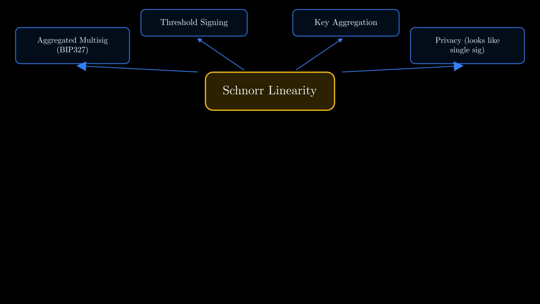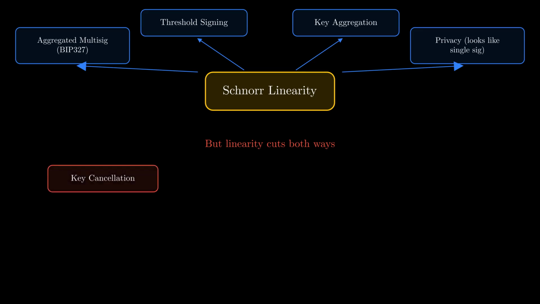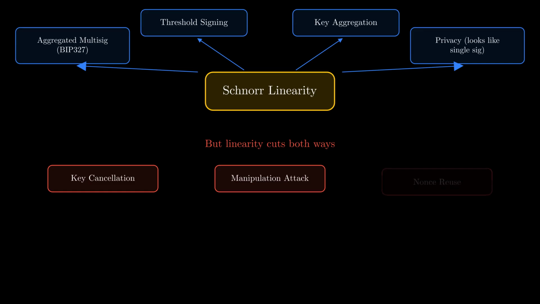BIP 3.7 is shipping. Threshold schemes are active research. Lightning, Taproot, and federated custody all benefit. But every gain demands careful protocol engineering. Linearity that helps you also helps an attacker craft canceling keys. Convenience that lets one party reconstruct another's key also lets a malicious party harvest them all.